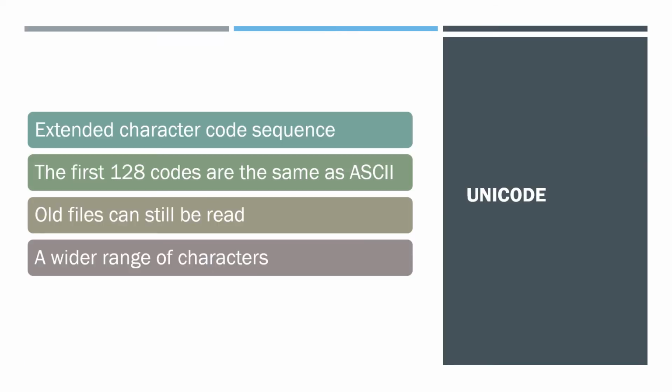Unicode extends ASCII to include thousands and thousands of other codes. However, the first 128 codes of Unicode are the same as old ASCII. That means old files from decades ago can still be read by modern computers, so that was a really good decision. But Unicode is better than ASCII because it includes a much wider range of characters.